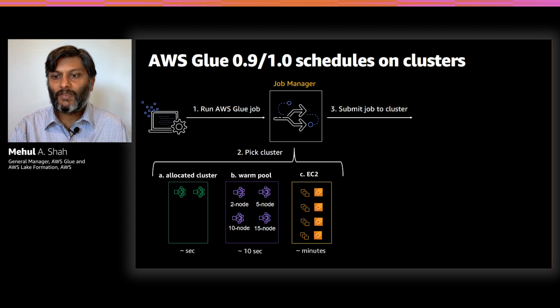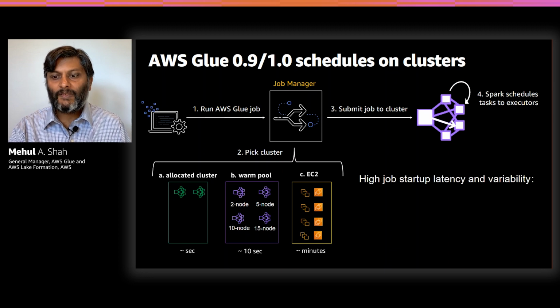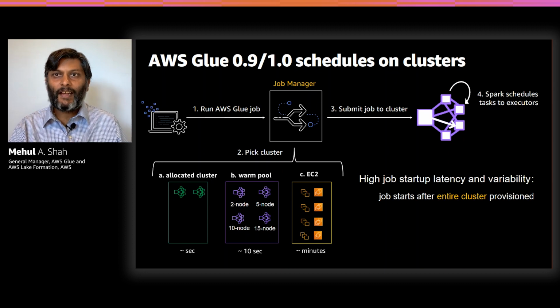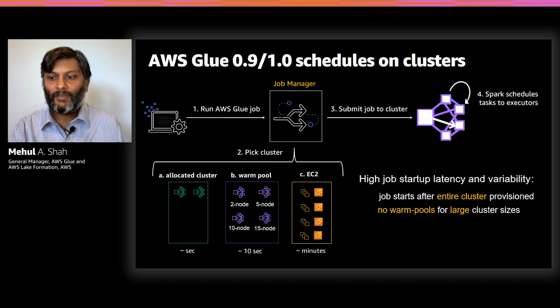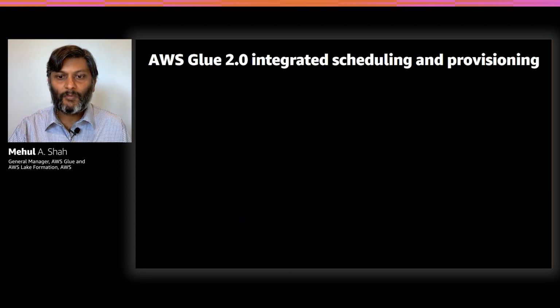And then we would submit the job or the script to the cluster, Spark would take over, and it would start doing the scheduling of the tasks to the executors. When you did it this way, you have high latency because your job only starts after the entire cluster is provisioned. And if you end up needing capacity that's not within the t-shirt size clusters that we have in our warm pool, you're going to end up going to EC2 to wait for the cluster to get built up. And so that leads to high latency and high variability.